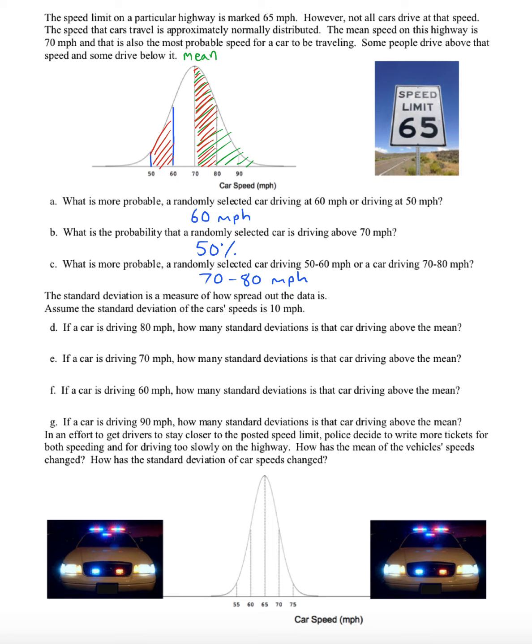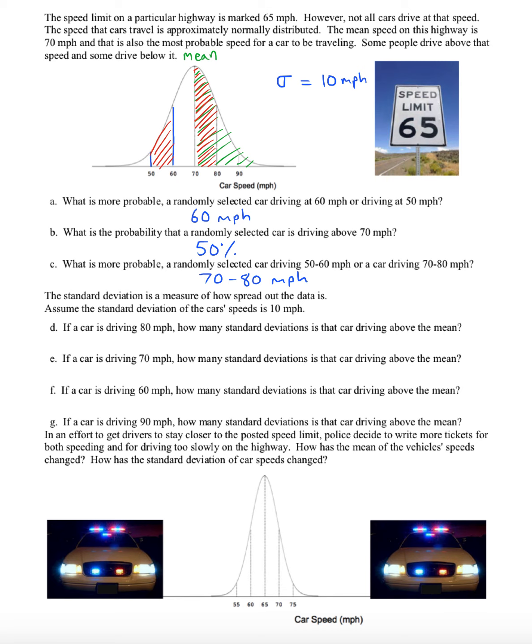As we've seen in the past, the standard deviation is a measure of how spread out the data is. Let's assume that the standard deviation of the car's speeds is 10 miles an hour. To write that in mathematical language, we'll use the little sigma, which is a Greek letter which stands for standard deviation, and we'll say it's 10 miles per hour. That tells us about the wideness of the curve.